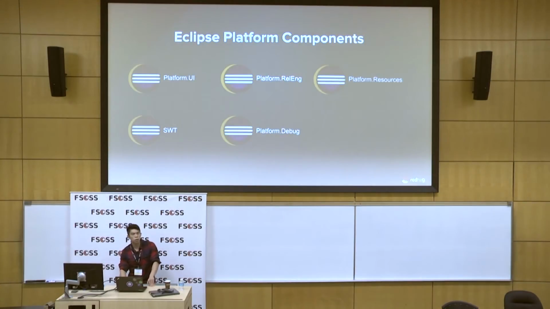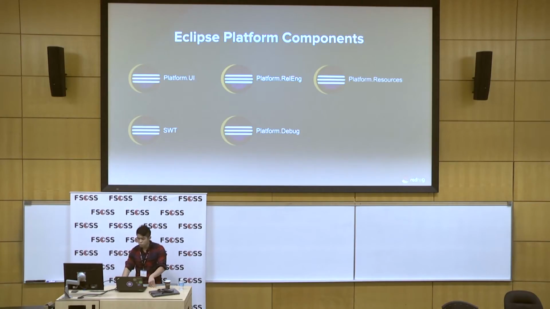So the Eclipse platform itself, as the IDE, is composed of mainly 5 large components. And it's Platform UI, SWT, RelEng, Debug, and Resources. So I'll go through a little bit of each one for you. In terms of Eclipse, it tries to be very modular. And that's why it's split up into these 5 sections. And you'll continuously see that within Eclipse development, overall development of things. People want to be very modular about it.